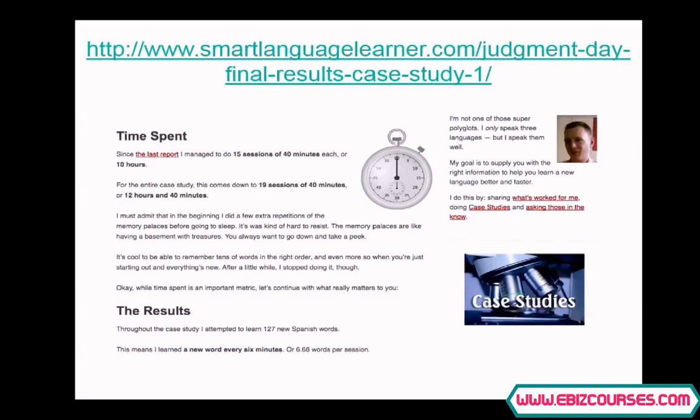And so what he did is he actually wrote 3 blog posts. I'm just citing one here, which is what he called Judgment Day, the final results. And he literally timed himself throughout the activity. So he talks about the exact number of sessions that he did, and he did 19 sessions of 40 minutes, and he tells exactly how many hours that was. And basically, he said that he learned a new word every 6 minutes, and that's pretty incredible.